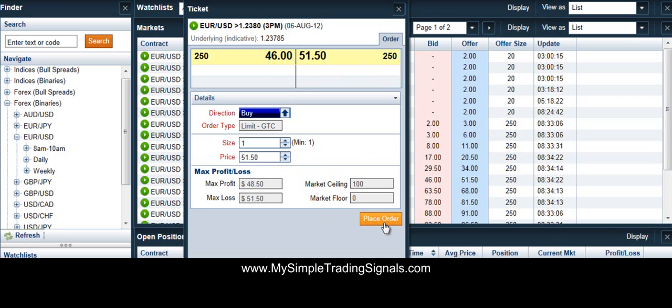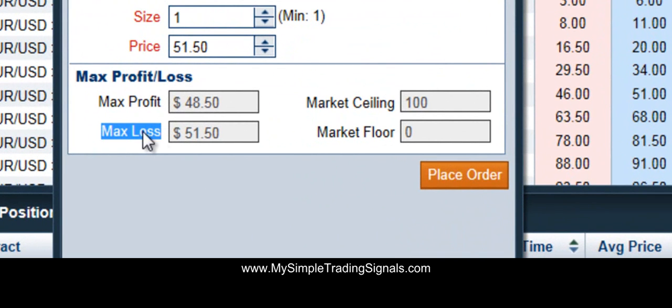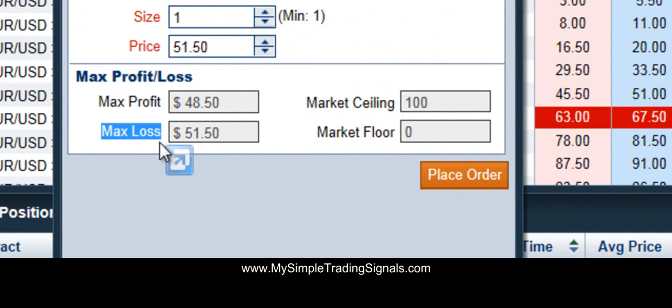So you just hit place order and you would own the trade, but it'll say here the maximum profit that you could make in this case is $48.50, and the maximum loss is $51.50. So this maximum loss is what you really want to look at as far as how much they're going to take out of your account.